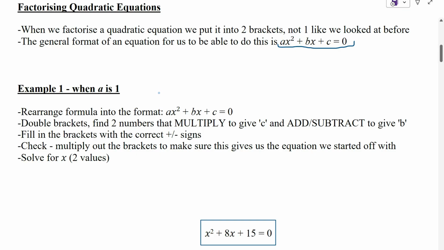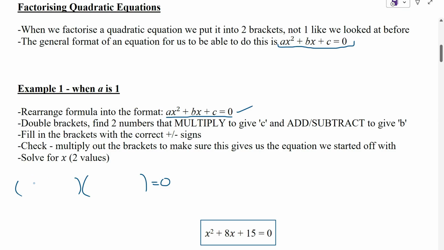Now, the first example that we're going to look at is when a, the number in front of x squared, equals 1. So an example here, the equation will look something like this. X squared plus 8x plus 15 equals 0. So there's no number in front of x squared. If we were asked to factorize this, the first step is to make sure that it has been rearranged into this format here, which we can see by looking at the equation it has been. So that's done. The next step is we write out double brackets. And it must equal 0. That's very important. We'll get to this stage after.